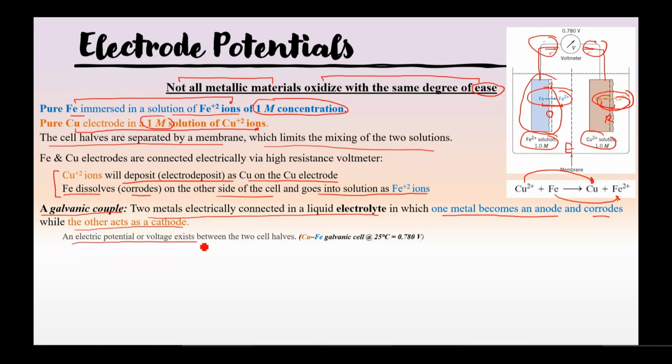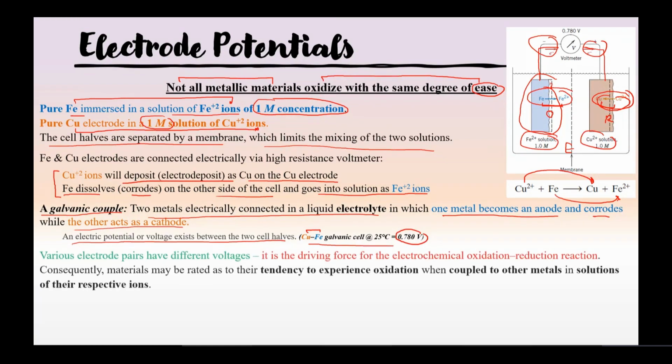Electric potential or voltage exists between two cells, and you see that at 25 degrees centigrade, the copper iron galvanic couple gives you a voltage of 0.78 volts, again at 1 molarity concentration. So various electrode pairs have different voltages. The voltage is the driving force for the electrochemical oxidation reduction reaction. In other words, materials may be rated by their tendency to experience oxidation when coupled to other metals in solutions of their respective ions.